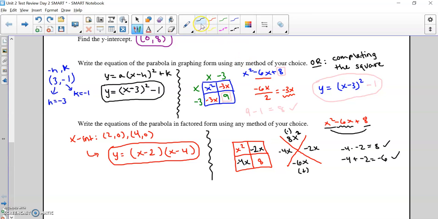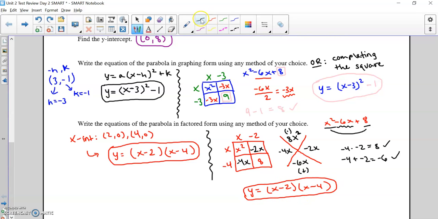Okay, once we've done that, we can go ahead and do the outside of the box. So we have x and x to make x squared, negative 4 to make 4x, negative 2 to make negative 2x. And sure enough, you find that your factored form is x minus 2 times x minus 4, which is exactly what we got with the shortcut.